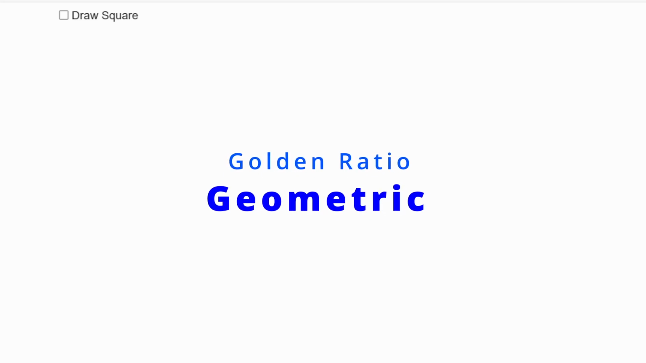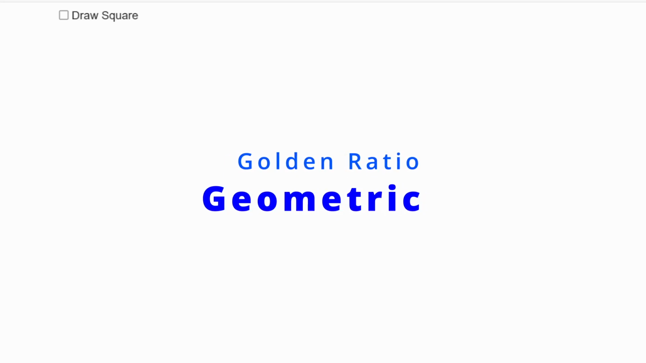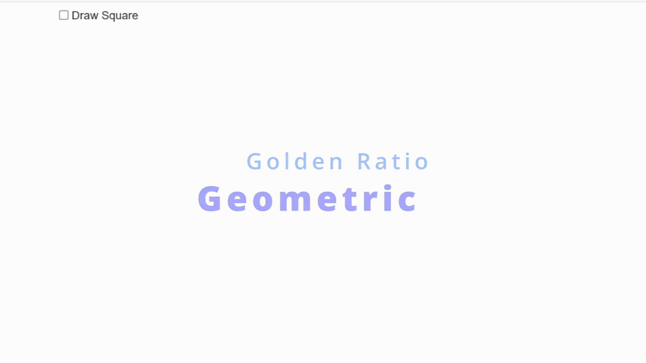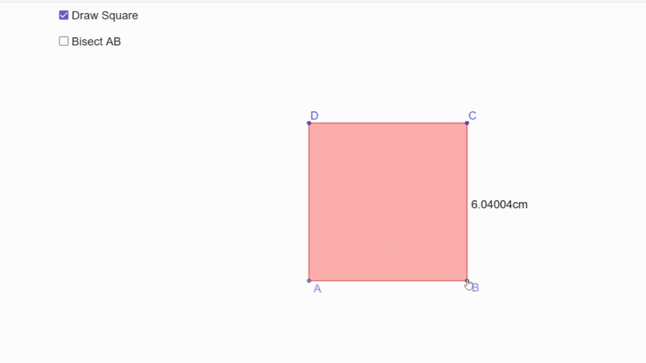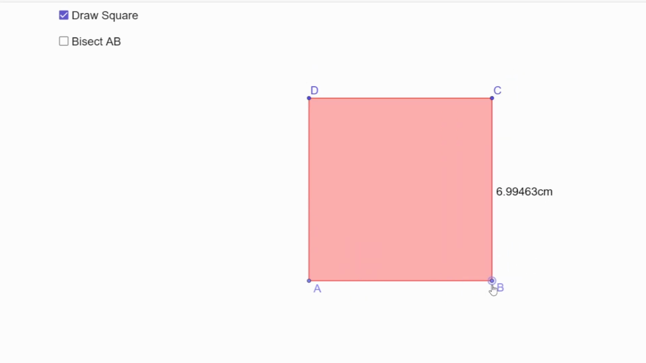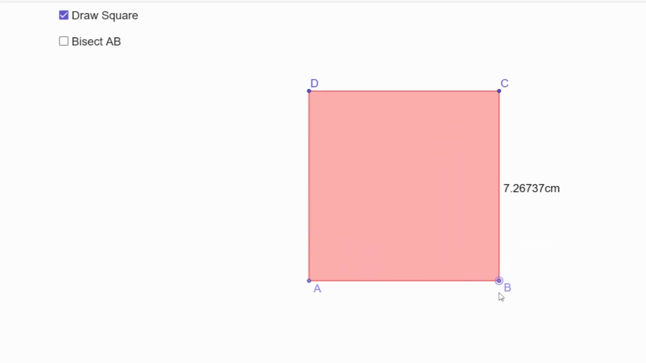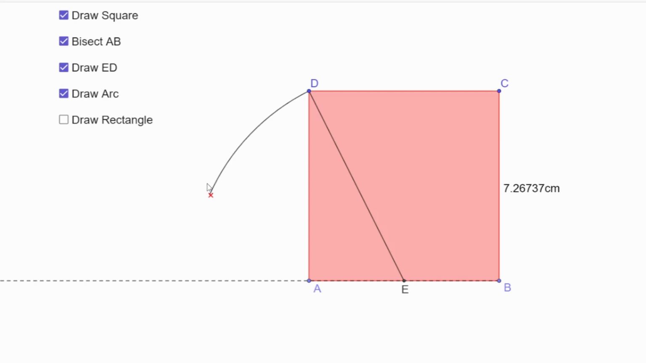So here's a geometric scenario where something strange happens with phi, or the golden ratio. What I'm going to do is start by drawing a square. I can change the side length of that square. I'm just going to set it arbitrarily to whatever that is. Then I'm going to bisect AB. E is the midpoint of AB. And I'm going to draw a line to the top left vertex D. So we have a length ED, and that's going to form the radius of an arc centered at E.